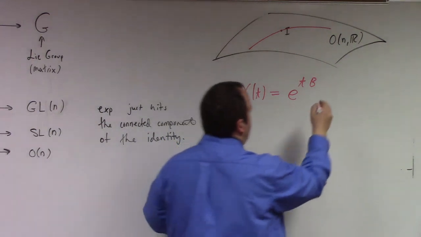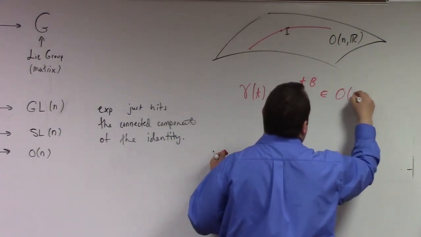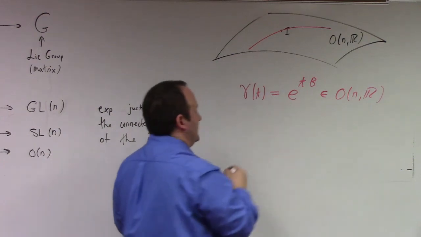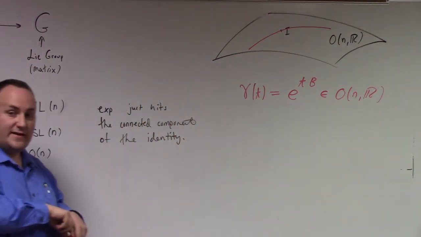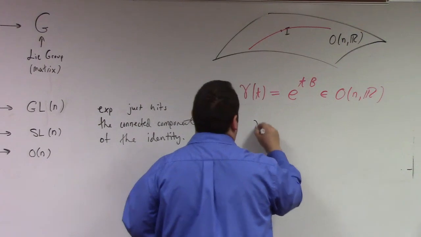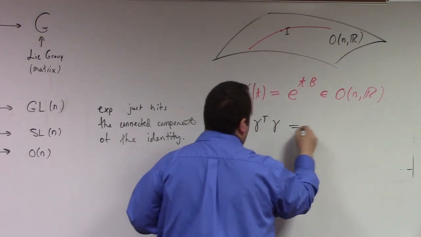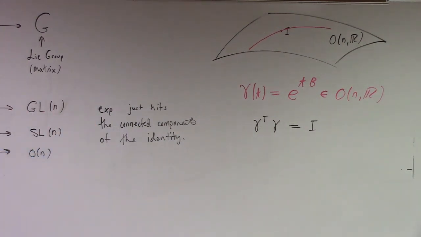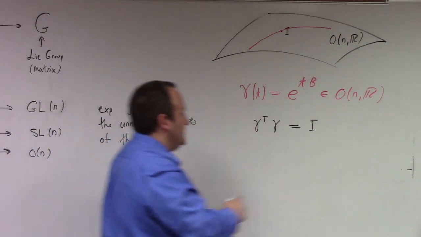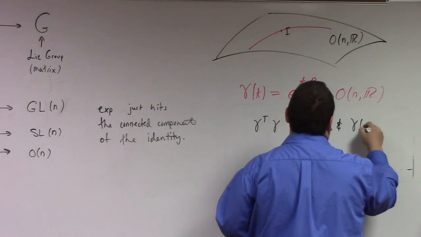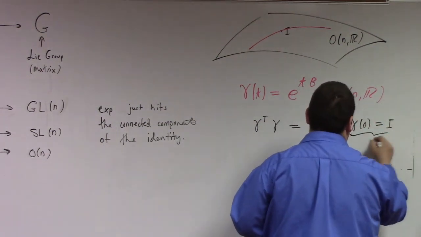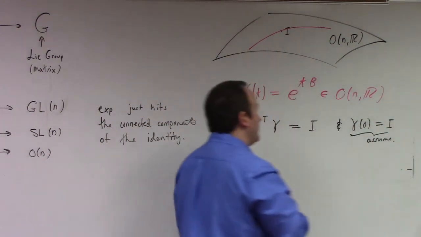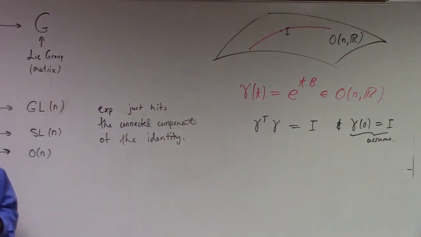And the thing is, if this is an element of O(n, R), then that means that this satisfies a formula. What formula do we have to satisfy to be in O(n, R)? Well, we have to satisfy gamma transpose gamma equals the identity matrix. That's the orthogonal matrix condition, right? So if it's going to be a curve of orthogonal matrices that goes through identity, it has to satisfy this equation, and of course, we know that gamma of 0 is equal to the identity by assumption. Well, you can prove that it is actually realized as the exponential of a matrix B.